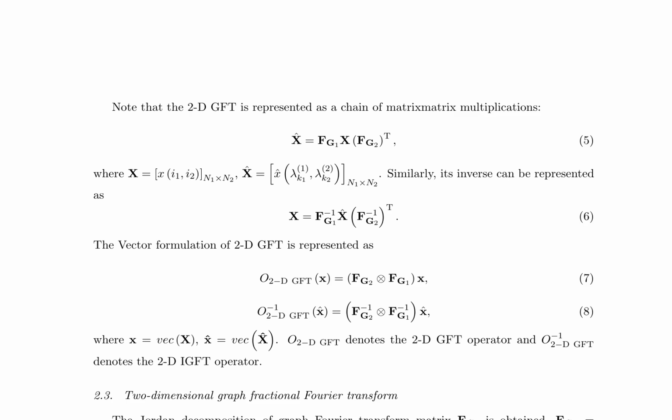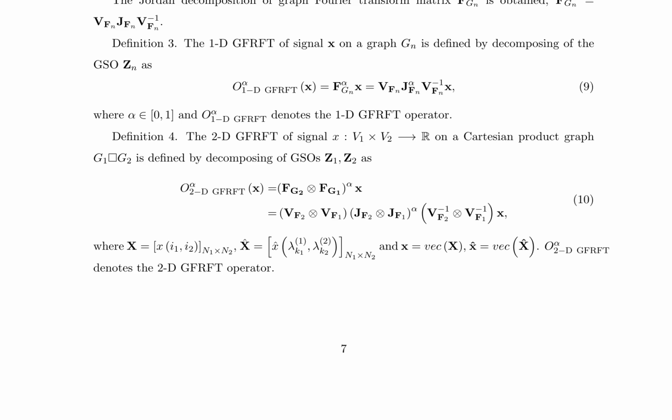The 2D graph Fourier transform is represented as a chain of matrix-matrix multiplications, denoted as X = F_G1 x F_G2^T, where x is the input signal and F_G1, F_G2 are graph Fourier transform matrices. The inverse transform is represented as X = F_G1^-1 X F_G2^-T. The vector formulation of the 2D graph Fourier transform is given as O_2DGFT x = (F_G2 ⊗ F_G1) x, where x is the vectorized input signal.